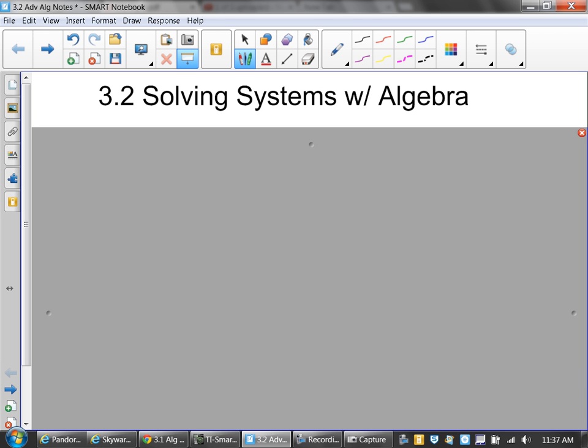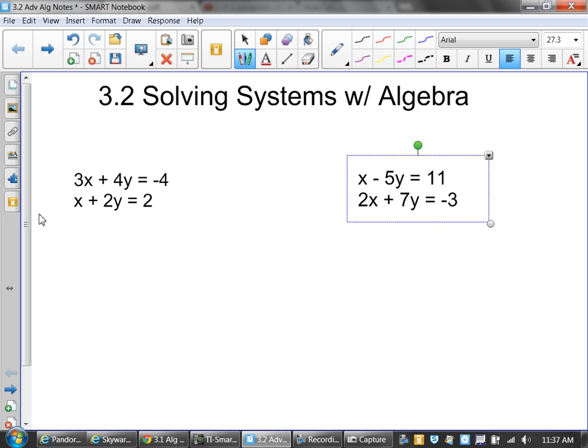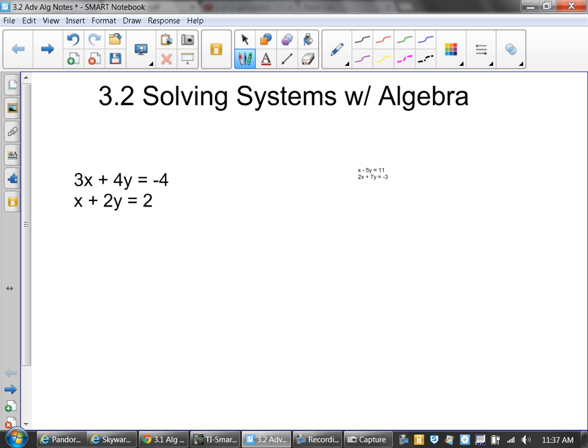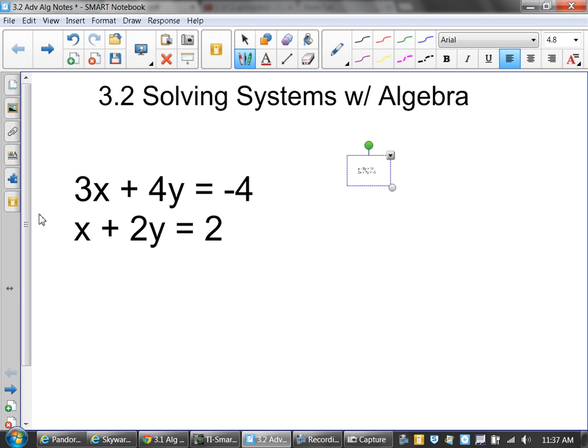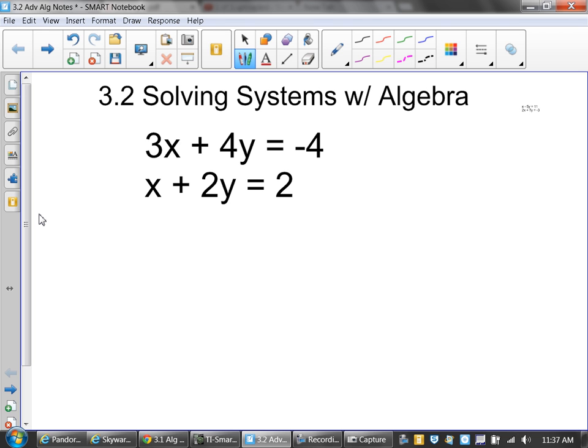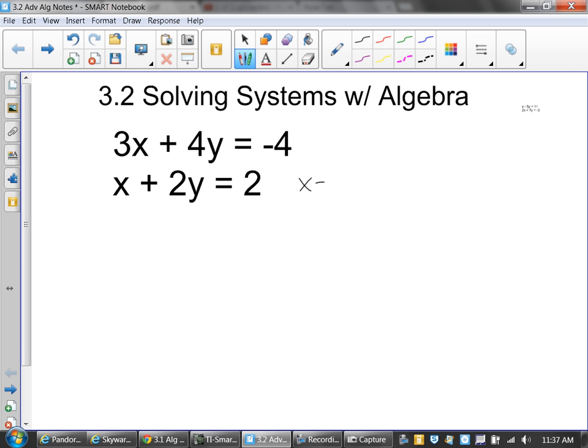For example, in this first one I have here, do I have the ability to get a variable by itself with ease? I do. Which x? The x on the bottom here, because the coefficient is 1, so it's very easy to get it by itself. So I could say that x is 2 minus 2y. Do you agree? Yes. All right.